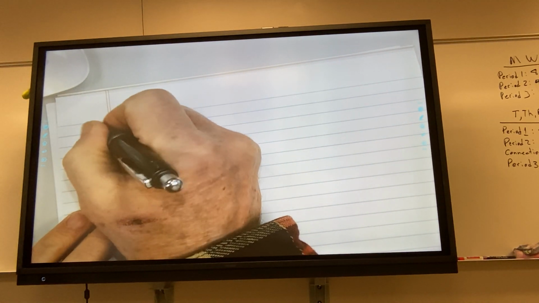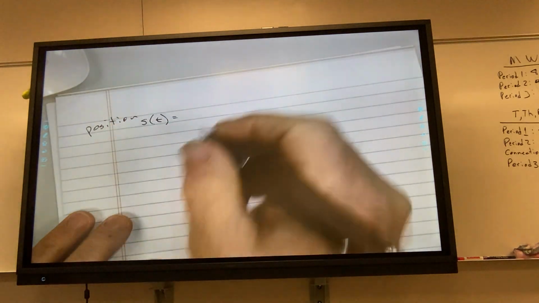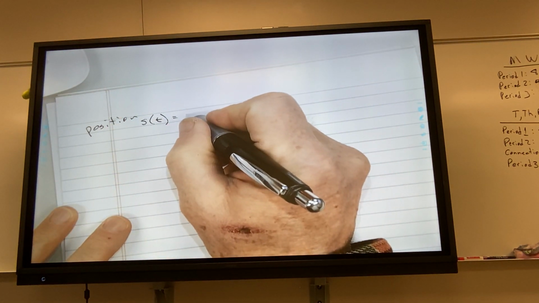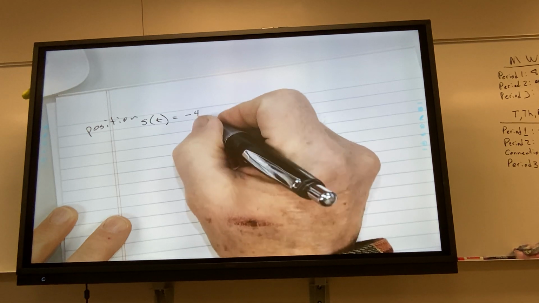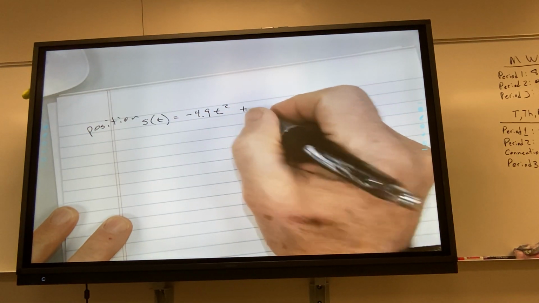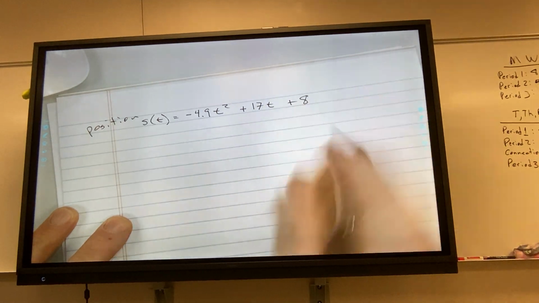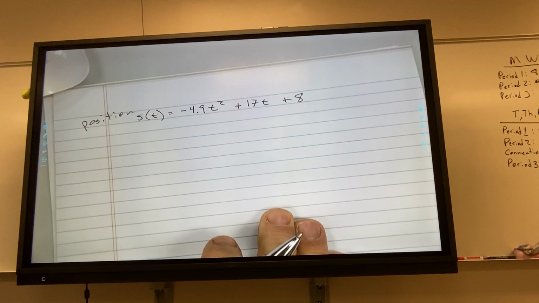I'm gonna call this a position function. And, I don't know, maybe a negative 4.9 t squared plus 17 t plus 8. Okay, so that'll give you a position at any time t for 1 second.